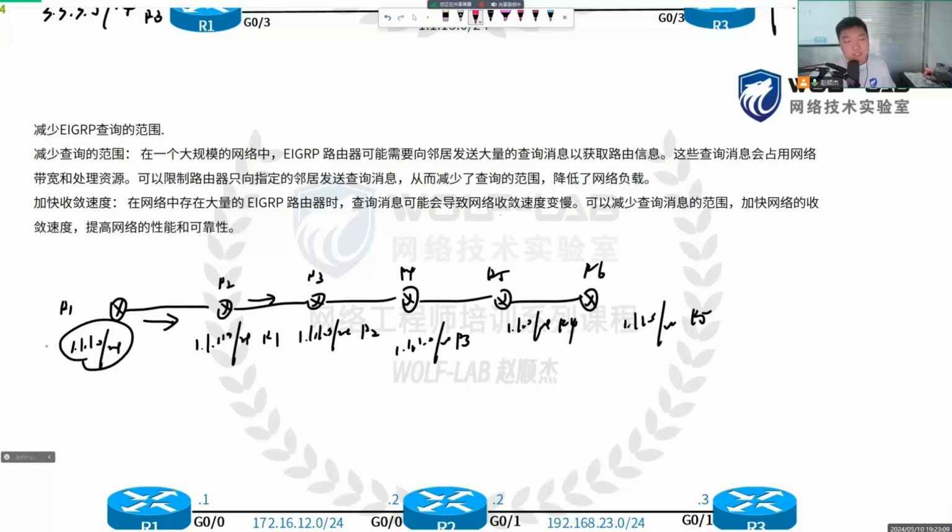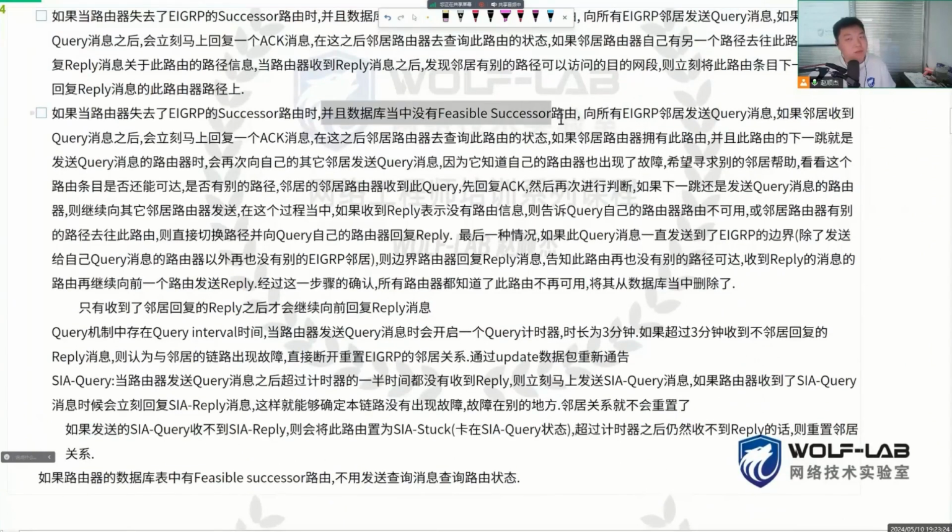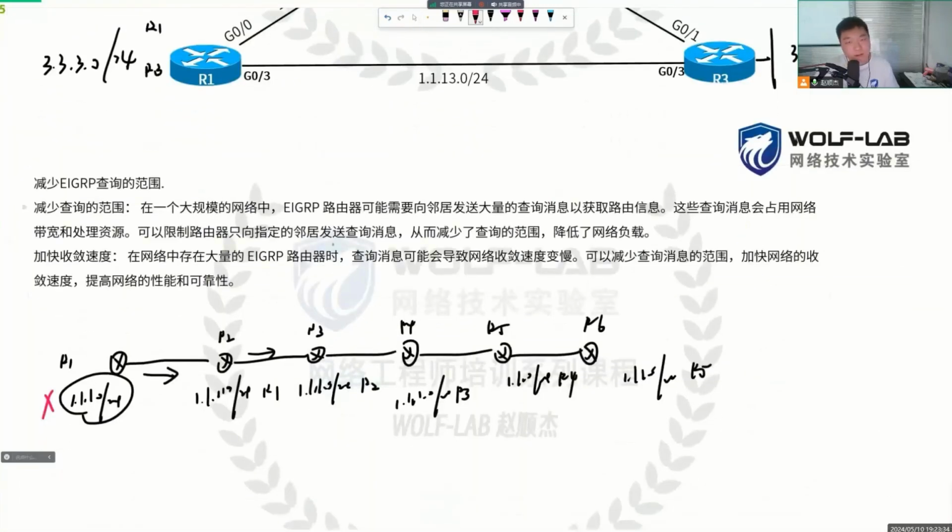But students, what if R1 loses a route entry? Even though the route entry was announced by me, entered into my own database, I myself, as the originating router, announced it to our EIGRP neighbors. But since it was announced by me, there definitely won't be any feasible successor, right? What to do? Losing the successor route with no feasible successor route, I send query messages to my neighbors.